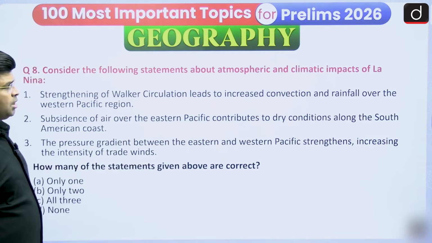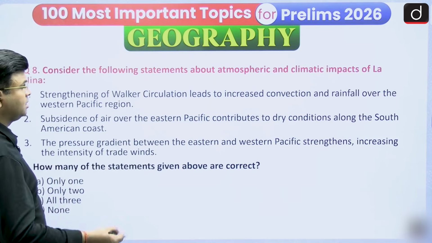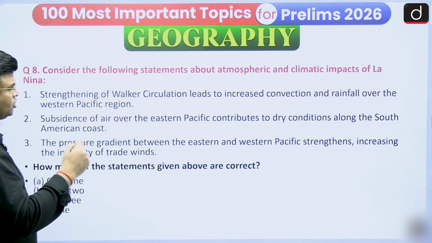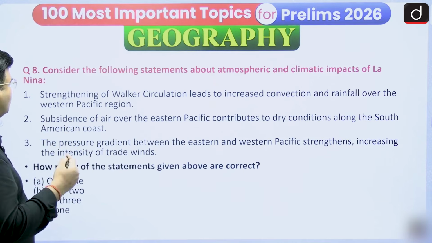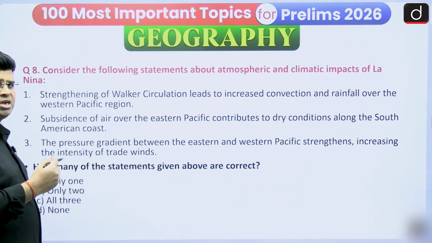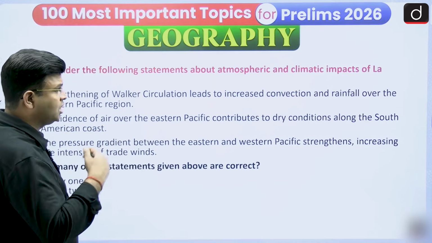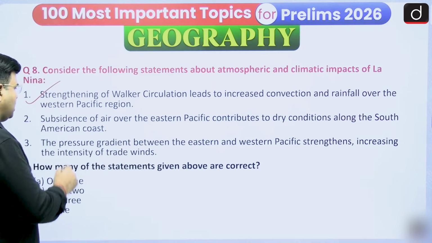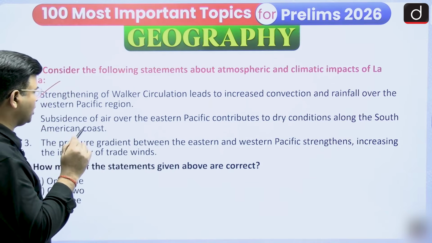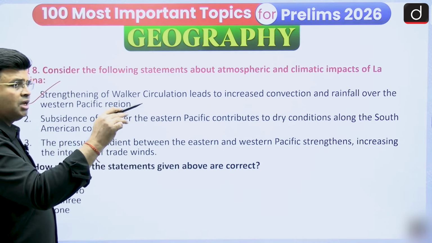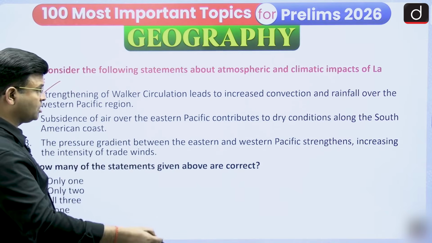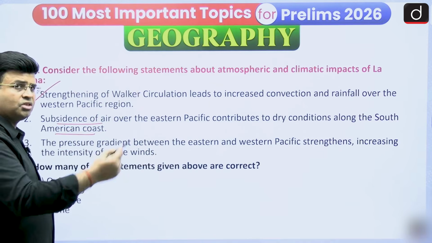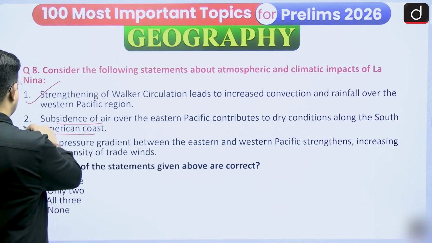Consider the following statements about atmospheric and climatic impacts of La Niña. First, strengthened Walker circulation leads to increased convection and rainfall over the western Pacific region. Yes, it is warmer there, nearby Australia, nearby Indonesia, more rainfall, flood kind of situation everywhere. So this is correct. And second, subsidence of air over the eastern Pacific. In the colder eastern Pacific, the subsidence contributes to dry conditions along the South American coast. Yes, Peru, the Atacama desert is there nearby. So this statement is correct.